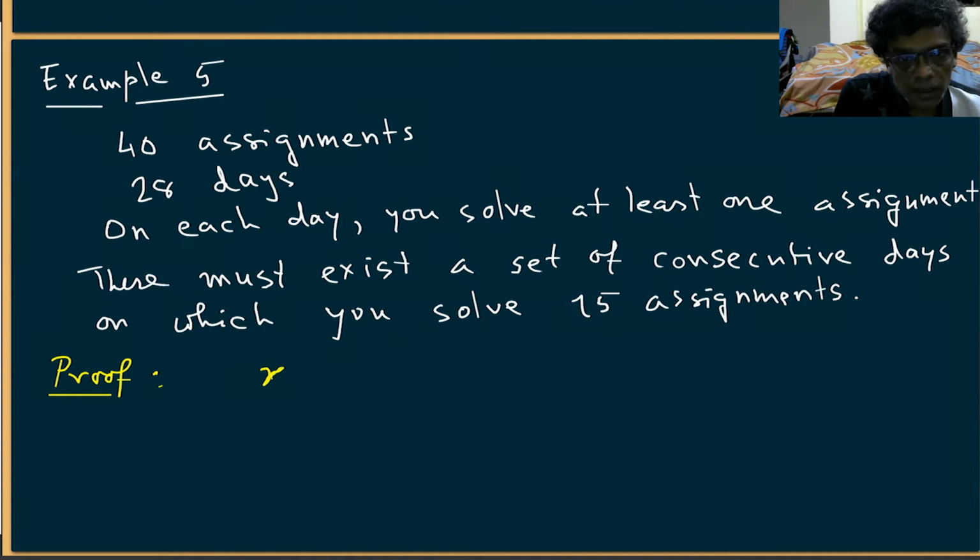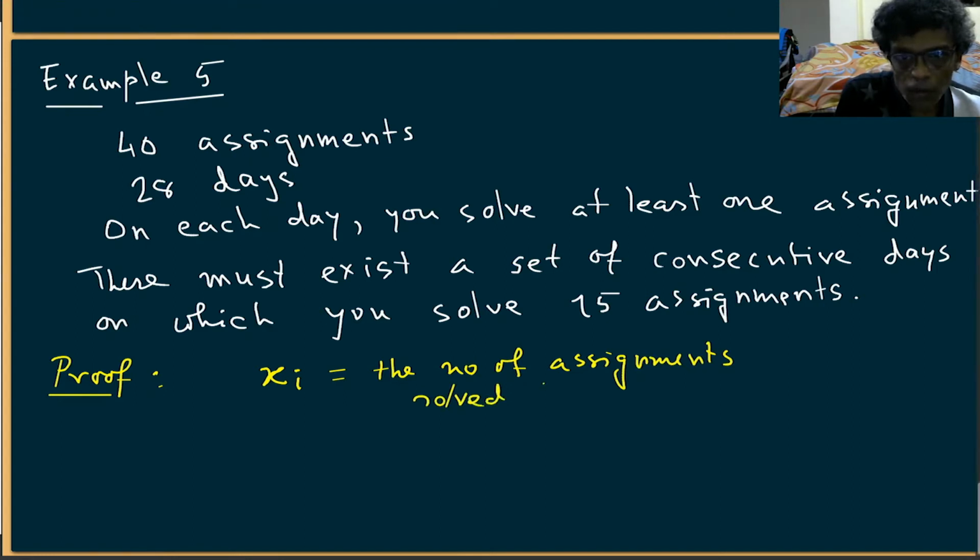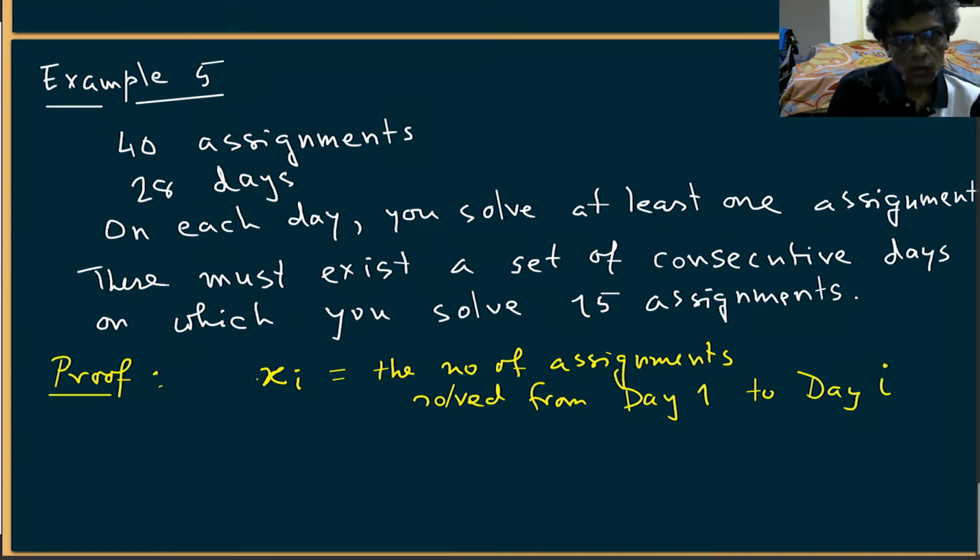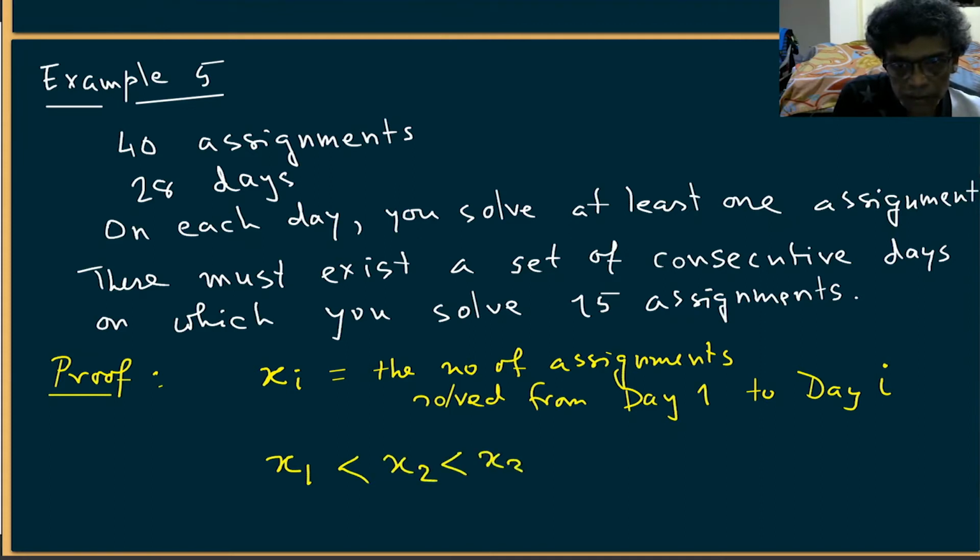So let us say xi is the number of assignments solved from day 1 to day I. Okay. So x1 is equal to the number of assignments you solve on day 1. x2 is equal to the sum of the numbers of assignments you solve on day 1 and day 2, and so on. Then by the given conditions, you have this. Because you solve at least one assignment on each day, the sum increases: x1 less than x2 less than x3, and finally less than x28.